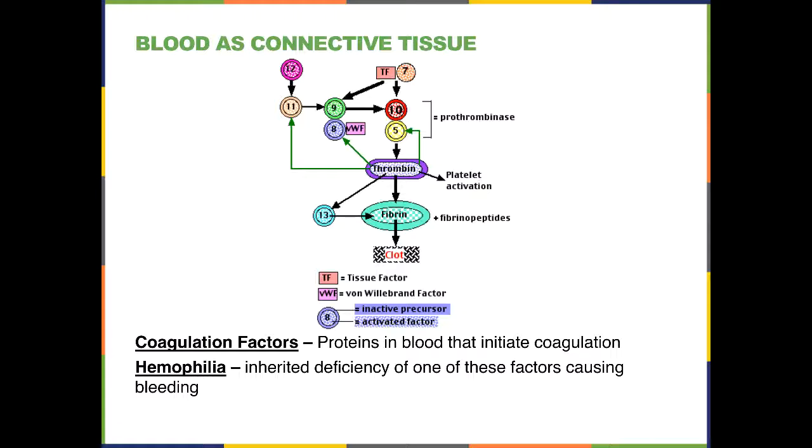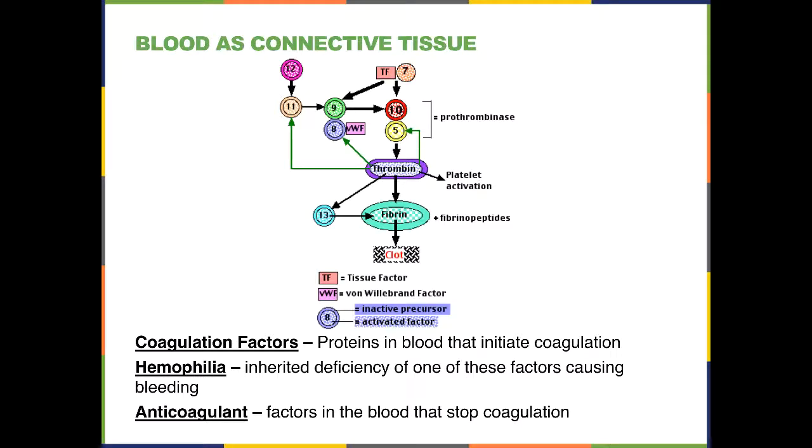But each of these factors come together to perform reactions that lead to the formation of the factor 10-5 complex, which leads to the production of prothrombinase, and then the latter part of the coagulation process.